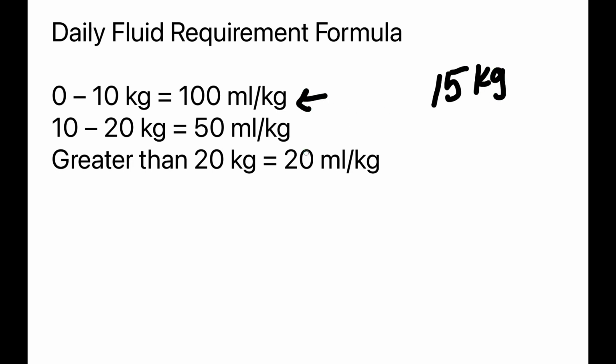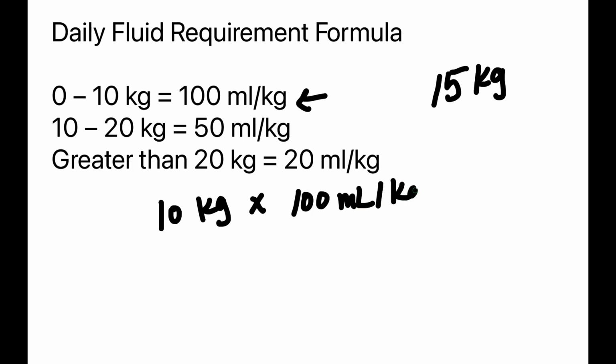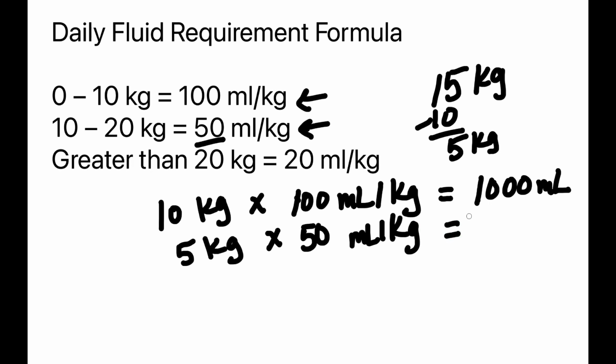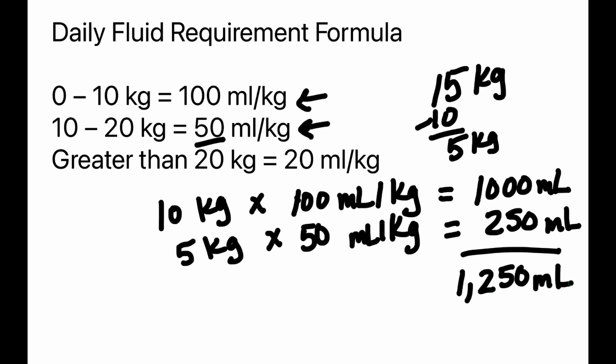For the first 10 kilograms, we're going to do 100 mLs per kilo, which comes out to 1,000 mLs. Now we just used the first 10 kilograms. So what do we have left? 5. Since we only have 5 left, in the second category here, we're going to take 5 kilograms times 50 mLs per kilogram, which gives us 250 mLs. We add those up, and you know that your patient, who weighs 15 kilograms, has a daily fluid requirement of 1,250 mLs.